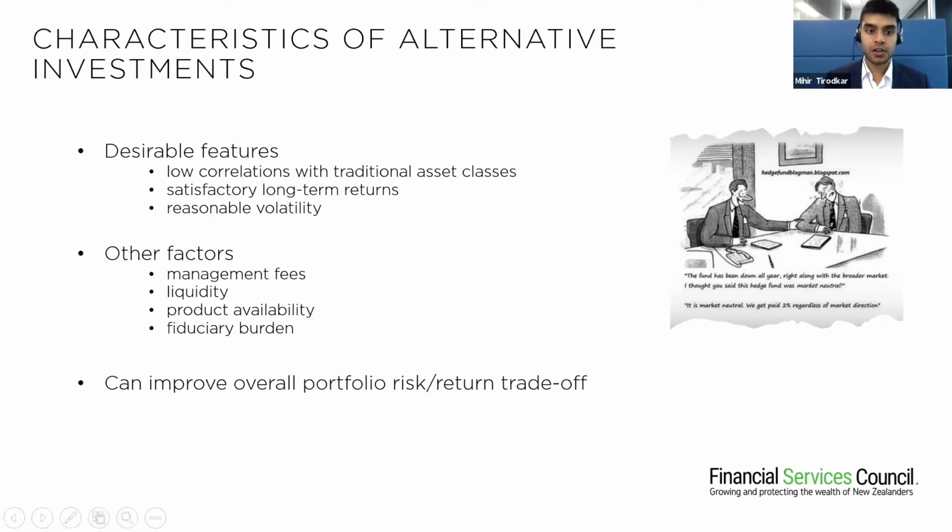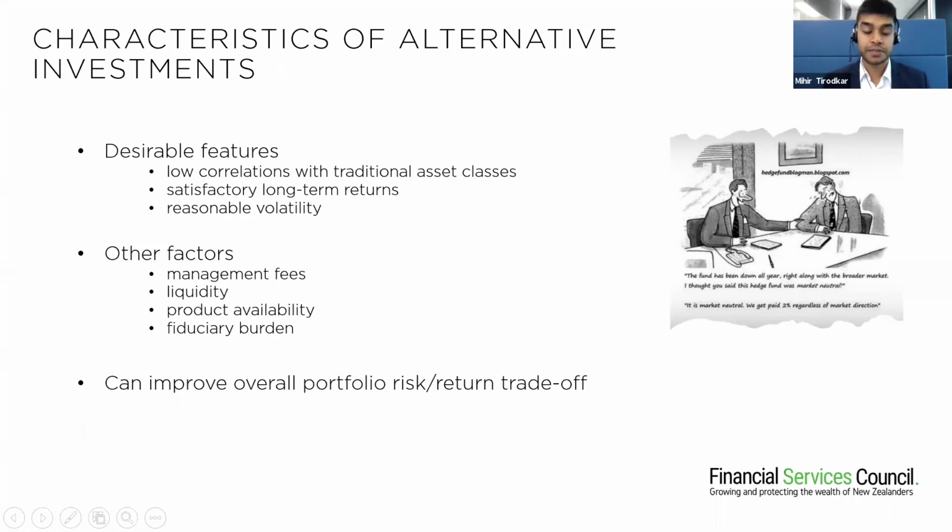Alternative investments are also expected sometimes to give superior or satisfactory long-term returns to compensate for this additional risk of not knowing what the valuations are, of not having a liquid asset class to invest in. They also have reasonable volatility, which is a factor of generating these satisfactory long-term returns. Some other considerations of alternative asset classes include management fees.